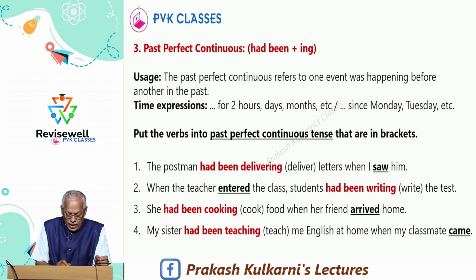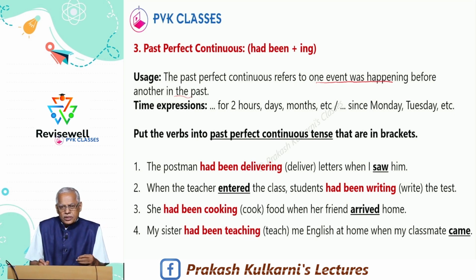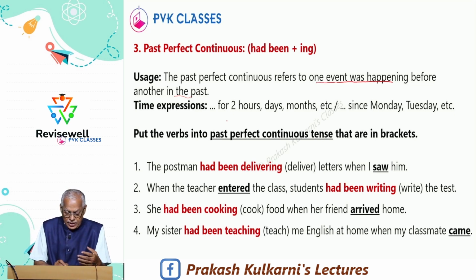Now the past perfect continuous refers to one event that was happening before the past. So it indicates always the first action in the past. And what are the time expressions?